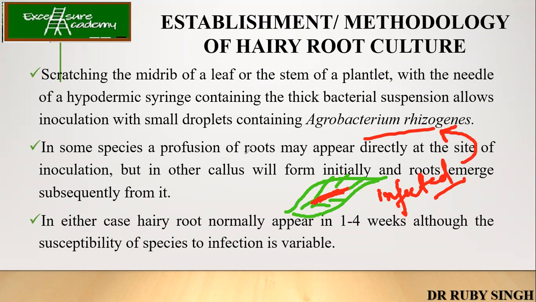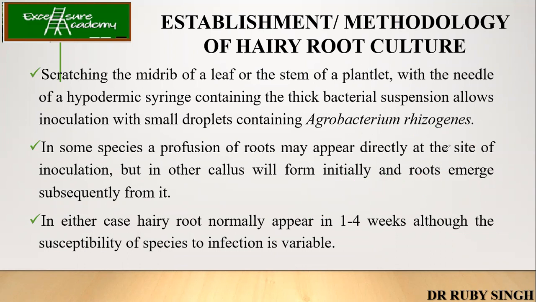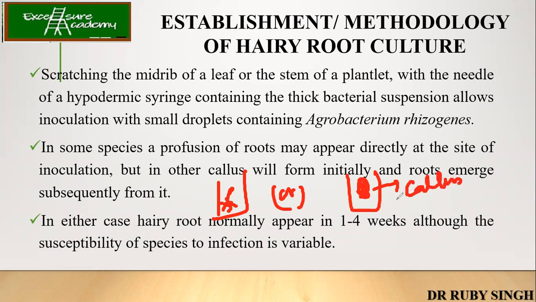Now, in some species, a profusion of roots may appear directly at the site of inoculation, but in others, callus will form initially and roots emerge subsequently from it. So what they're saying is, either roots will start forming in the media, or you will first have an undifferentiated mass of cells, that is callus, and from the callus, when the hormones are given, it will start generating the roots.